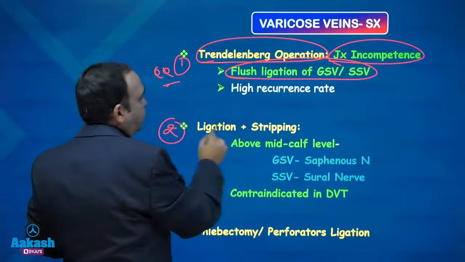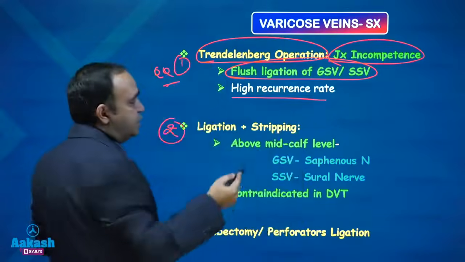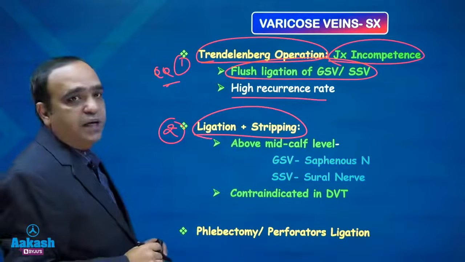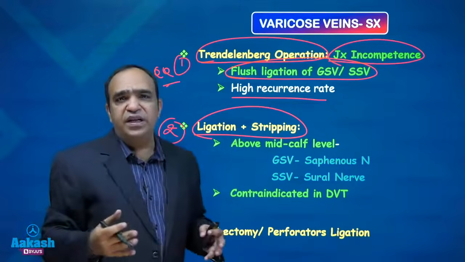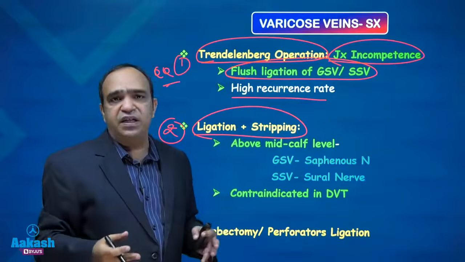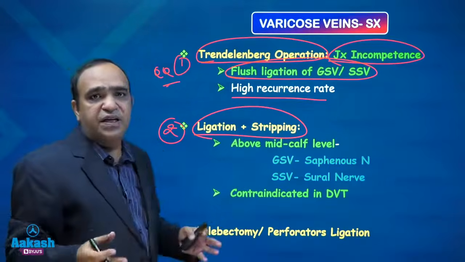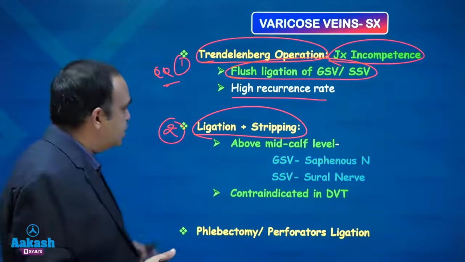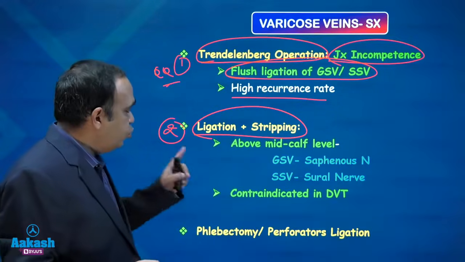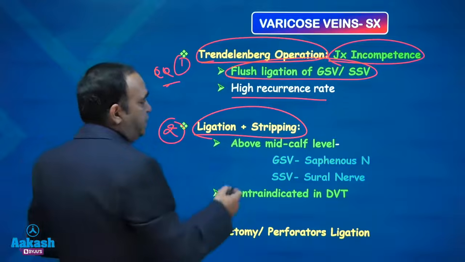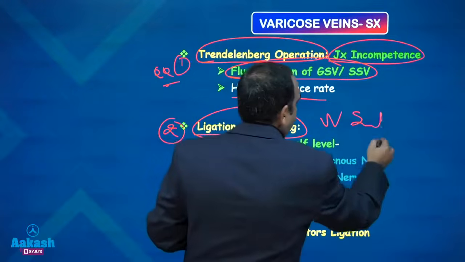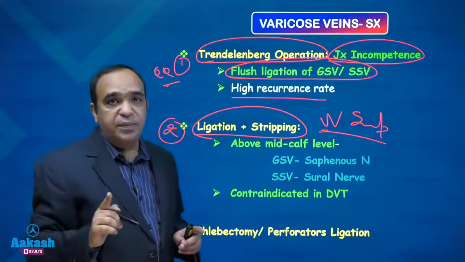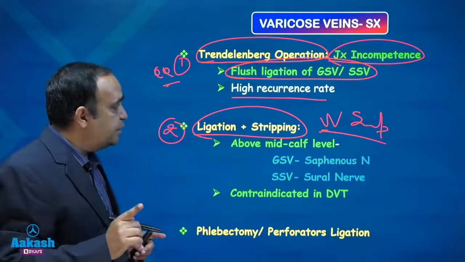Then to reduce the recurrence, in addition to ligation, we do stripping of the superficial vein. Stripping can be done, but now newer, lesser invasive techniques have come up. So now even stripping is rarely done, only at smaller places where the advanced technologies are not available. Right now, two very important things about stripping. First, stripping has to be done above the mid calf level. It should be done above the mid calf level.